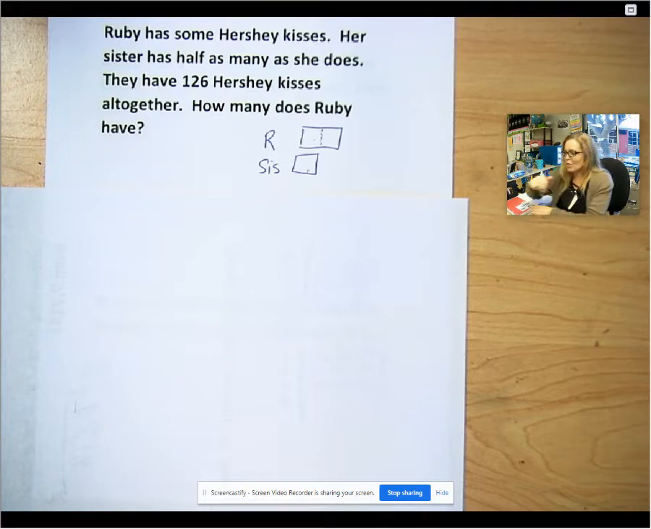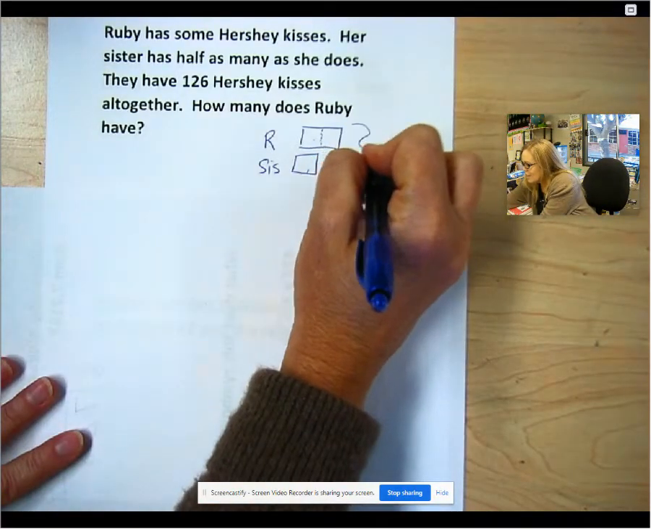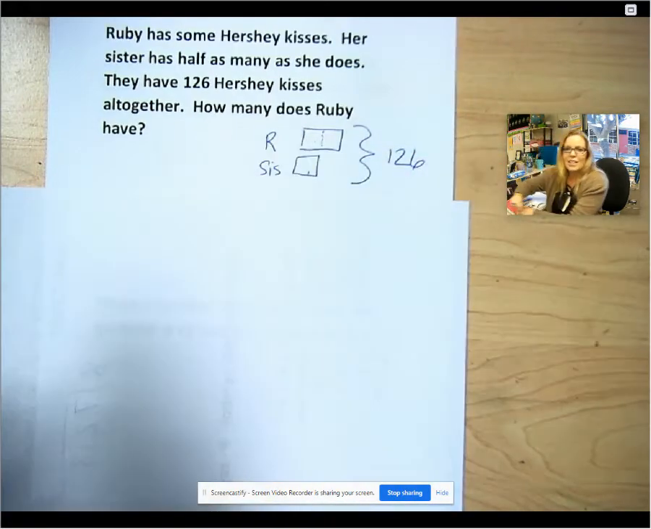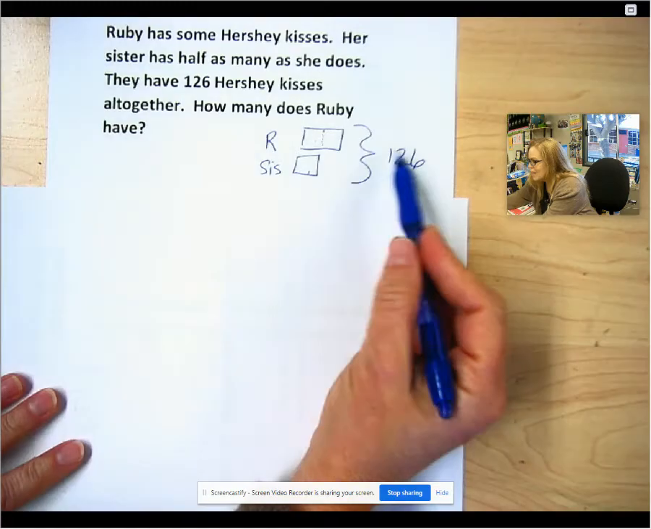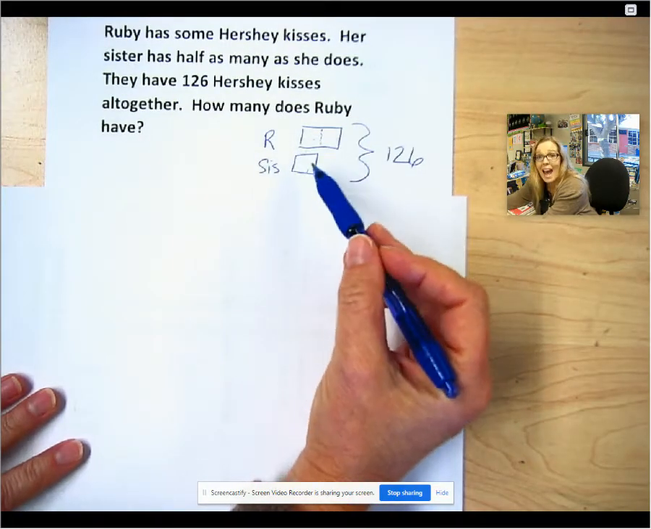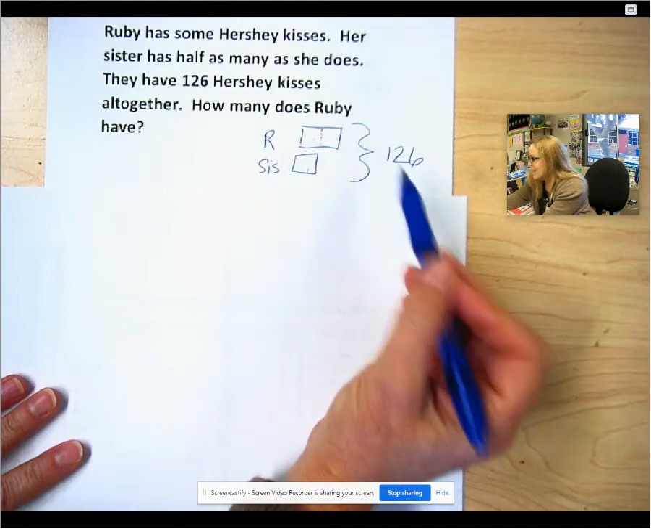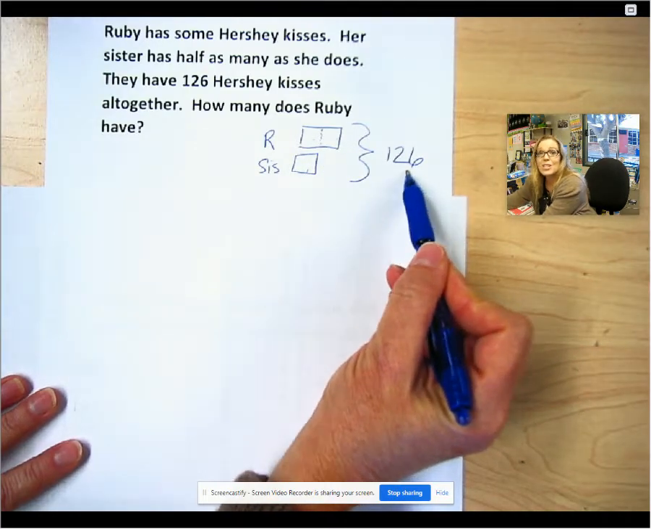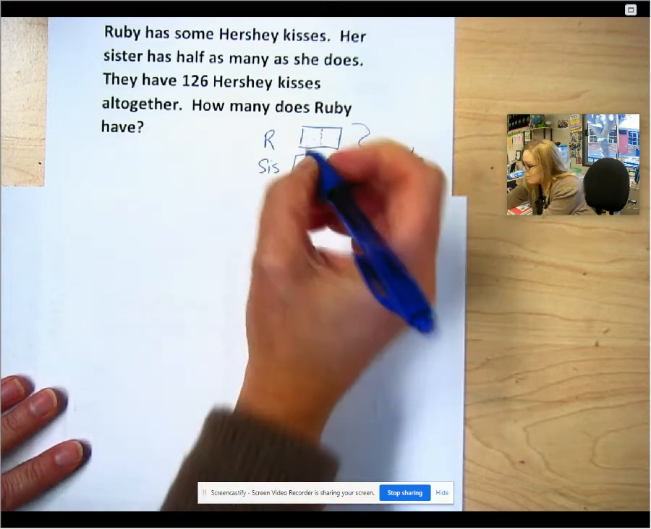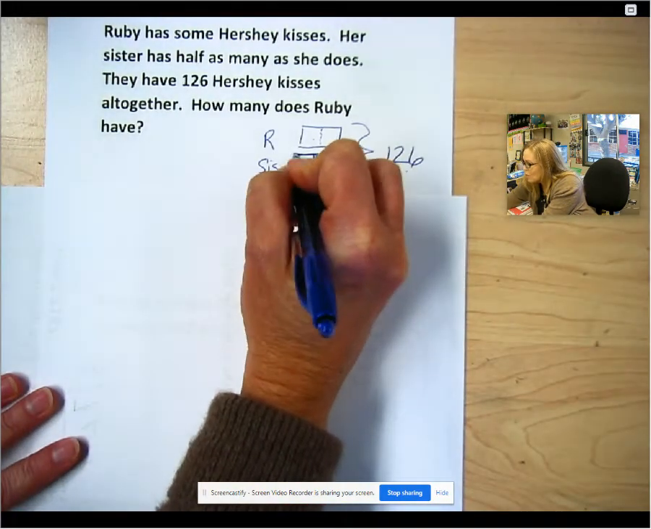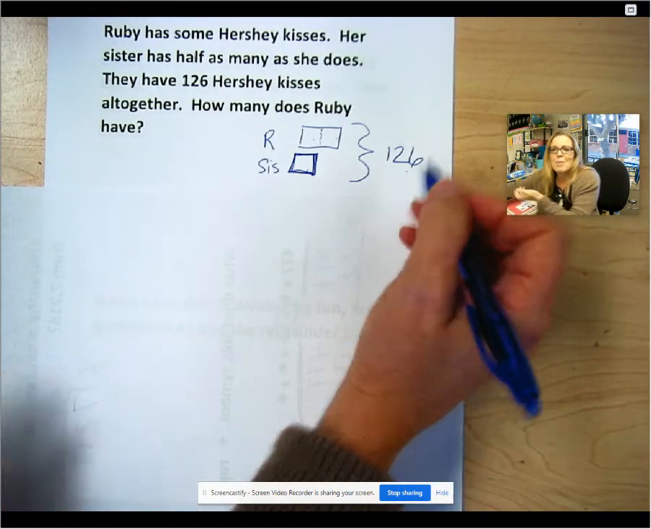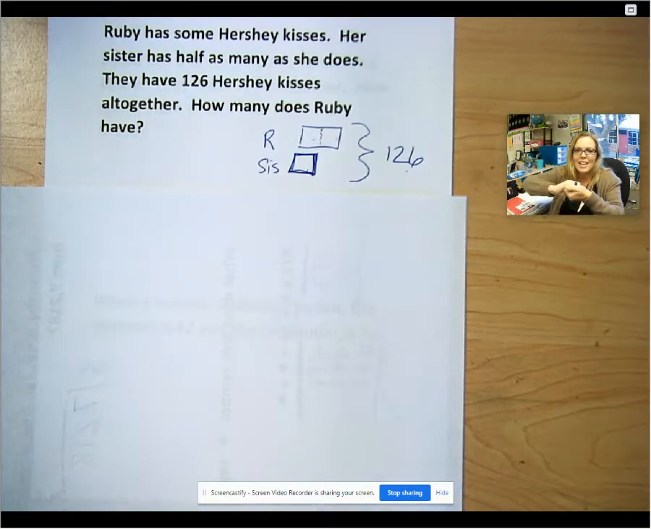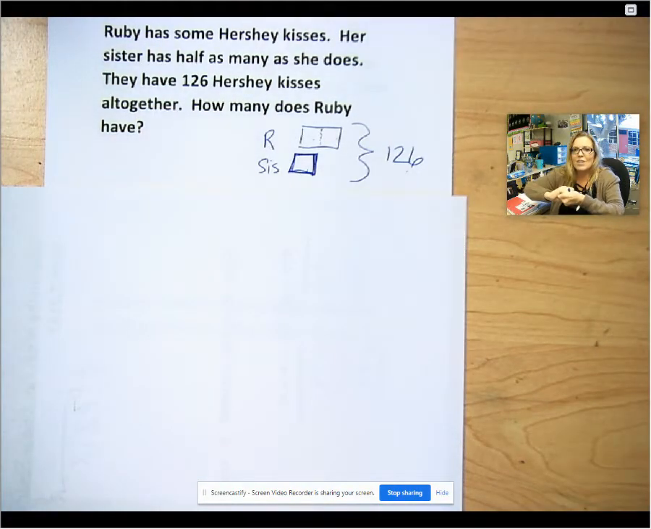And then they tell us the total. So we know that altogether they have 126 Hershey Kisses. You should know how to solve for this now, right? If we know the total, meaning these 3 parts, if I were to add with that repeated addition, it would equal 126, which is the same as saying 3 times whatever the value of 1 unit is would equal 126. Now, how do we solve for this? Remember, multiplication, division, they are related. Therefore, I can use division to solve.